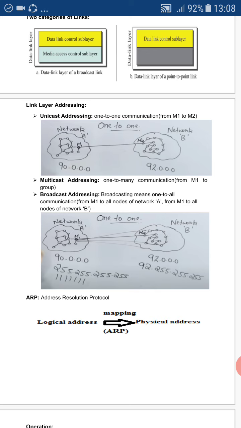Thus, link layer addresses are defined by link layer protocols. Those link layer protocols have defined three types of addresses for the link layer addressing. Those three types are unicast, multicast and broadcast. Now we'll see one by one. First we'll see the first one, unicast addressing. The meaning of unicast is nothing but one. So unicast addressing stands for one-to-one communication.